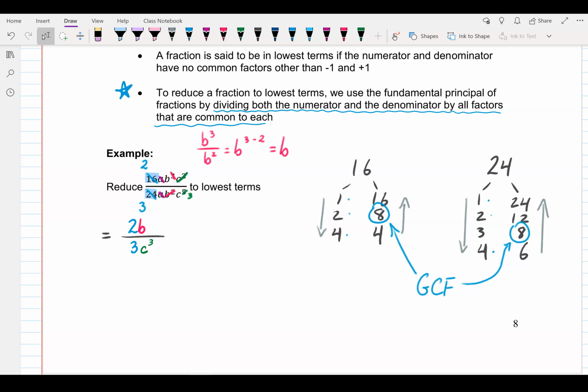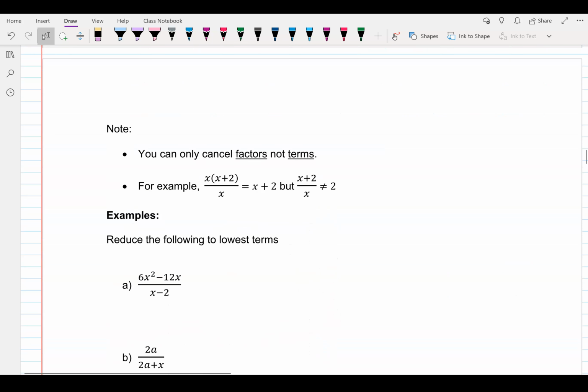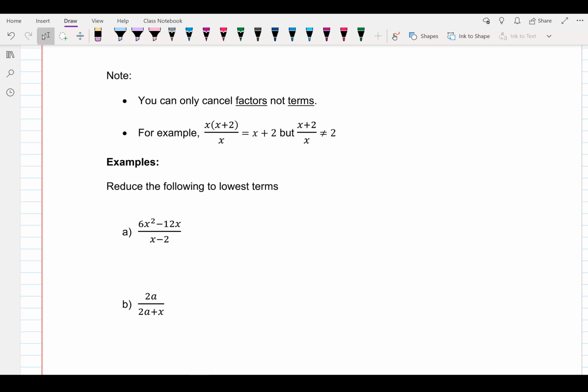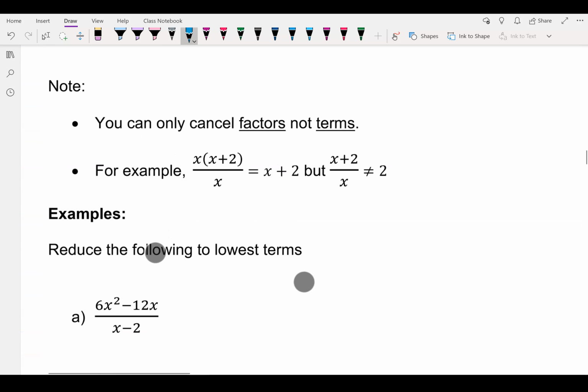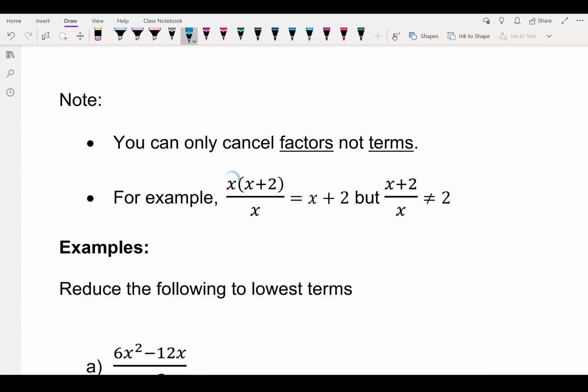Let's continue. Let's try a question that looks a little more like what we've been dealing with lately. Here it says you can only cancel factors, not terms. What the heck does that mean? Well, it means that in this situation here, we see that there's an x on top and an x on bottom. That could cancel out, leaving x plus 2. But, and this is a huge problem for a lot of students, this x on top is not able to cancel with this x on bottom. And why is that? It's because you can only cancel factors, which means like sets of brackets, and this kind of has some hidden bracket here.